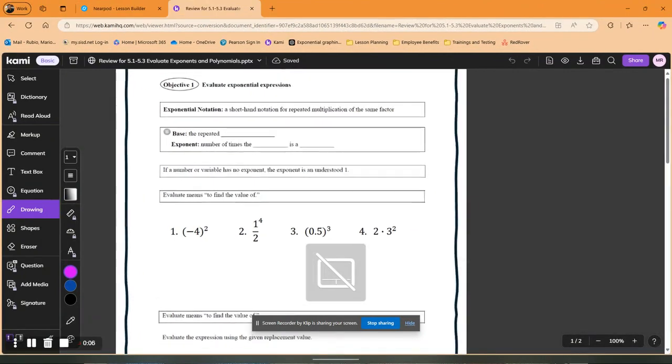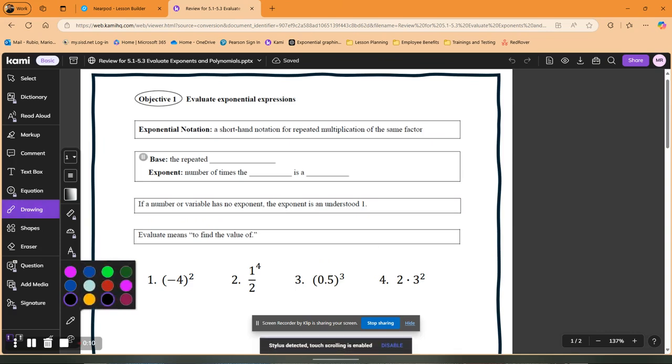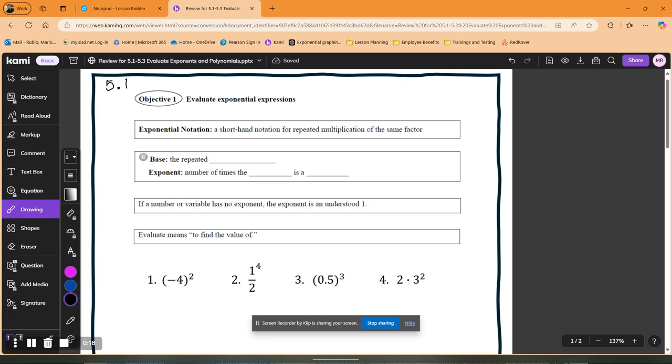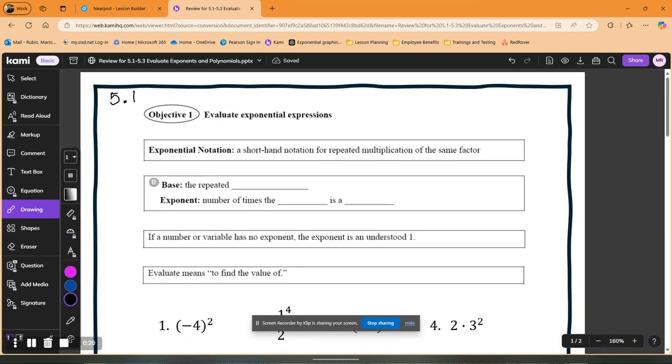This first section that we need to review is on 5.1. Let me write it up here. It was 5.1, evaluate exponential expressions. We only covered the first objective. So before we go into evaluating expressions, let's go ahead and go over some definitions. First of all, what's exponential notation?